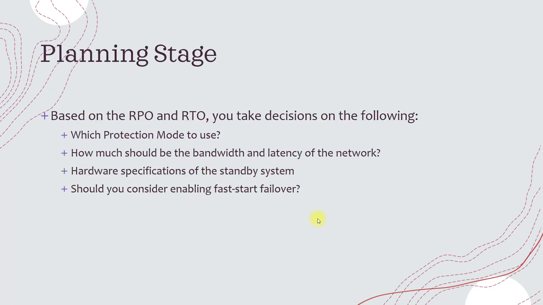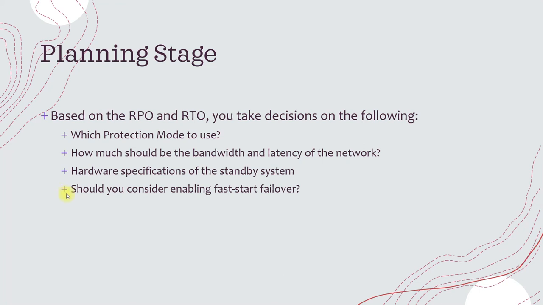Now, planning stage. Based on RTO and RPO, you take the decision on the following with your management, right? What protection mode you will be using, how much should be the bandwidth and the latency of the network. Okay, it is according to the setting: maximum performance, maximum protection, maximum availability. Synchronous, asynchronous, what hardware specification you will be using. Okay, you need to take this into consideration.